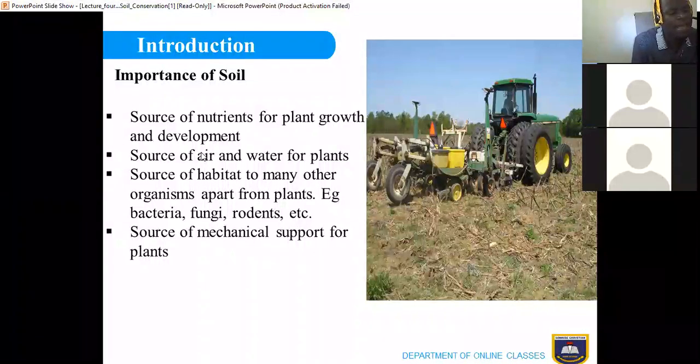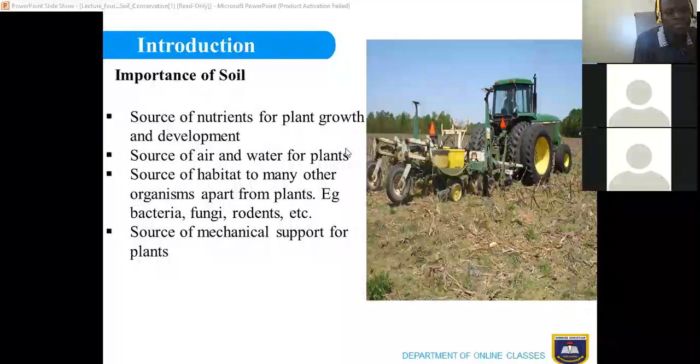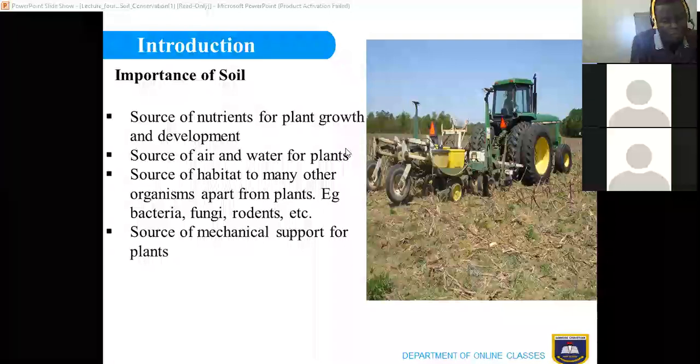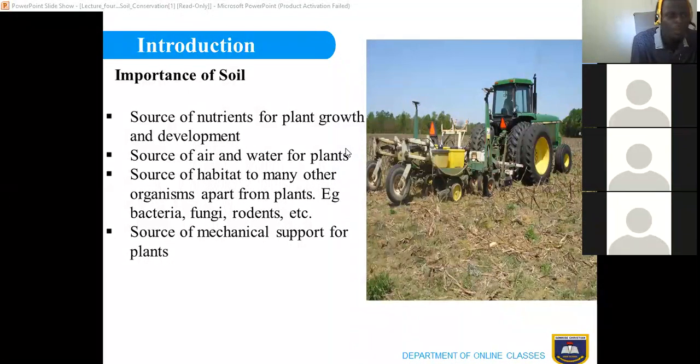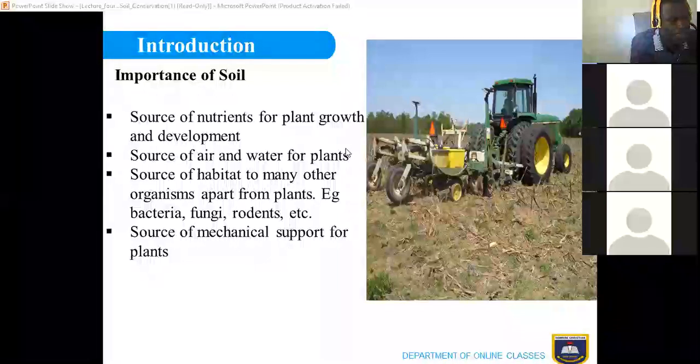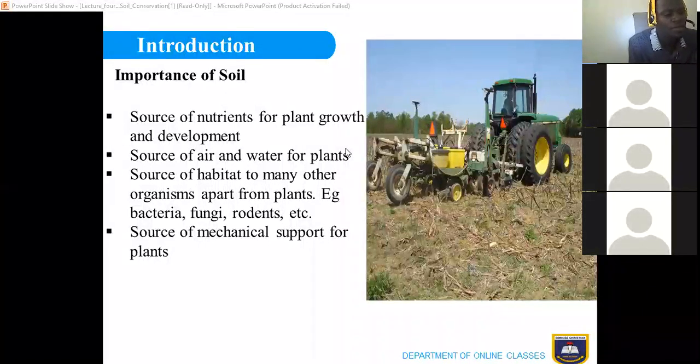Then it's a source of air and water for plants. Yes, of course, because we understood that soil contains a considerable amount of air and water. And now you know that plants need air and water for their survival and for some of their life activities. Then, of course, the soil is a habitat to many organisms apart from the plants. So we mentioned some insects that live in the soil. In fact, to the biology students, such organisms that live directly in the soil are called edaphic organisms. Elective biology, that's just free information I'm giving you. Then we can also find some bacteria, some fungi, some rodents, all in the soil, right?